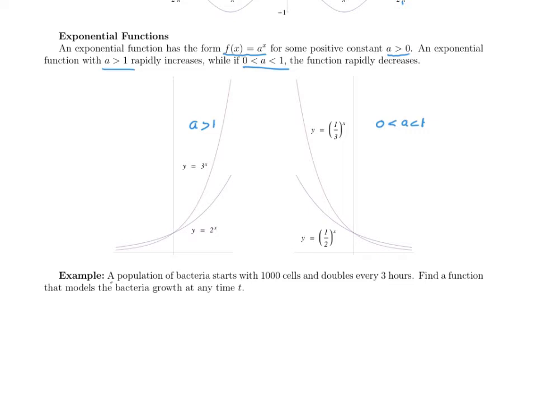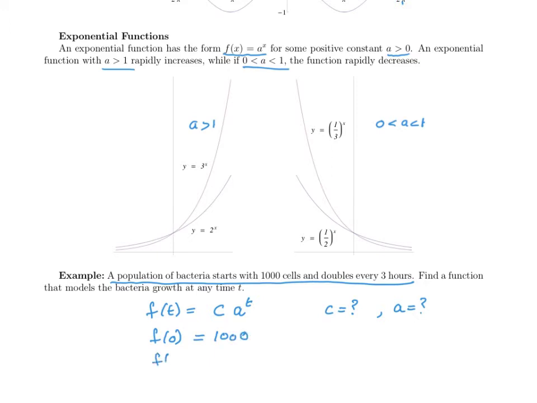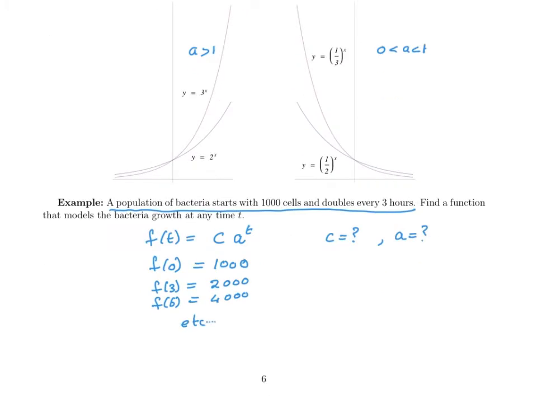Suppose I want to model the growth of a population of bacteria with an exponential function f of t equals some constant c times some other constant a to the power of t. Then, of course, I'm wondering what c and a are. My model is not very useful until I find those. Suppose I observe that the population of bacteria starts at time t equals 0 with 1,000 cells, and it doubles every 3 hours. How can I use this information to find c and a?